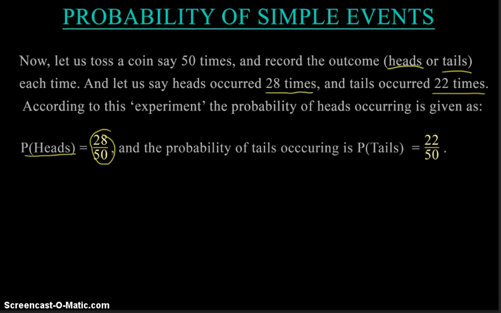So ang sample space natin is 50 times, and 28 times na lumabas yung heads. So meron tayong 28 by 50. And the probability of tails occurring is P of tails naman is equal to 22 by 50. Okay?